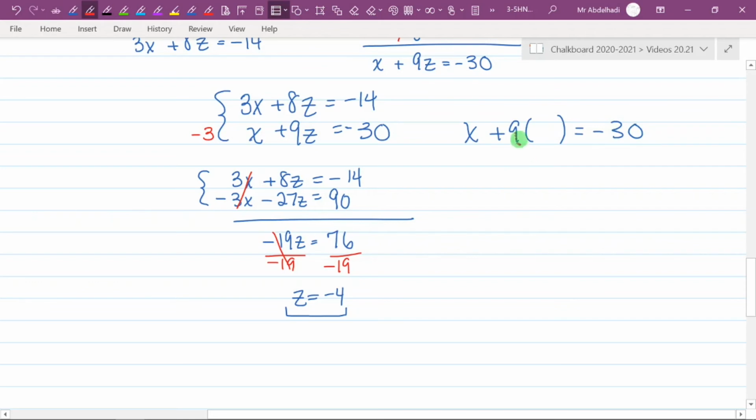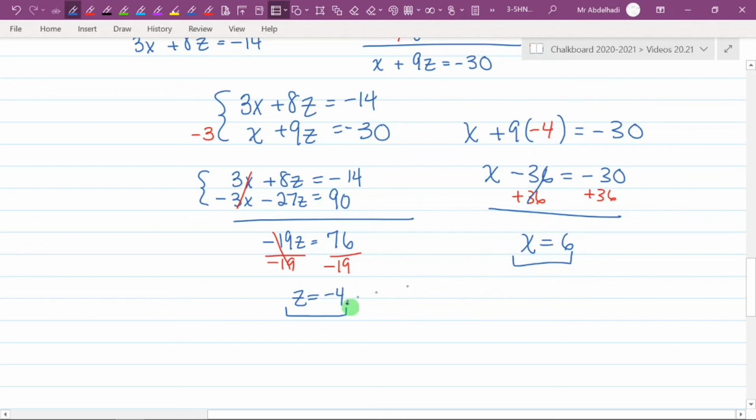And like we said, z is negative 4. So this becomes x minus 36 equals negative 30. You just add 36 to both sides, and you're done for this one here. So x equals 6. Great, we have 2 out of 3 now. Z is negative 4, x is 6.